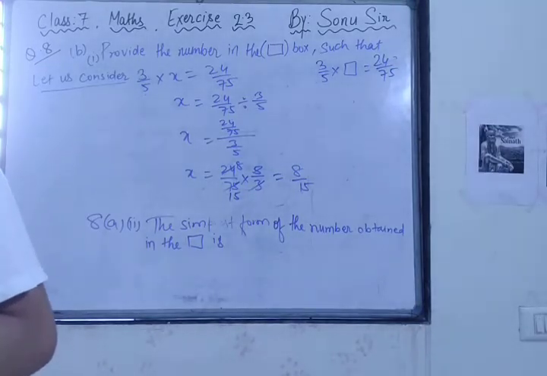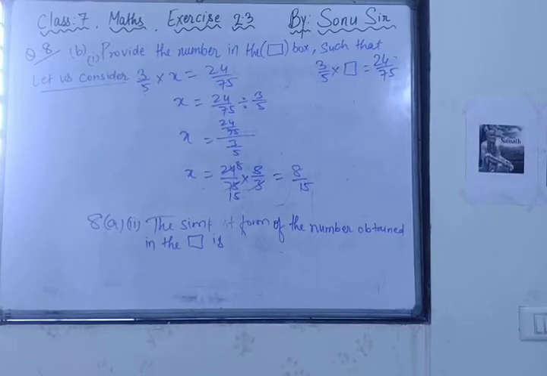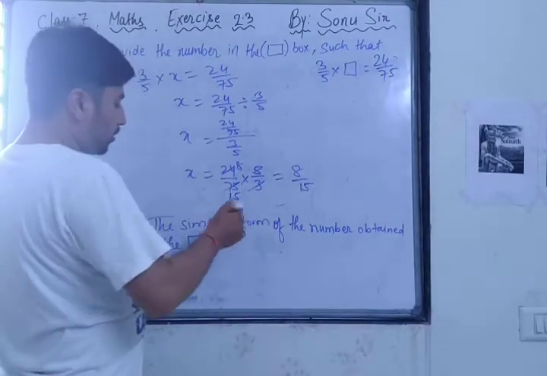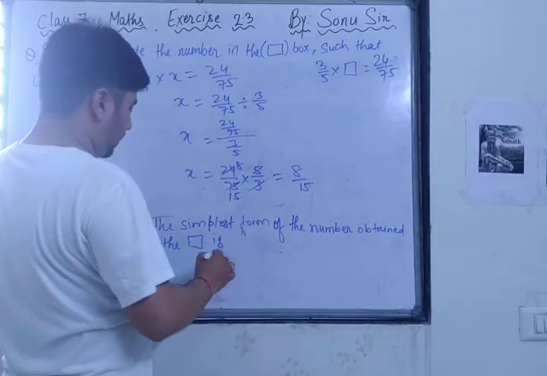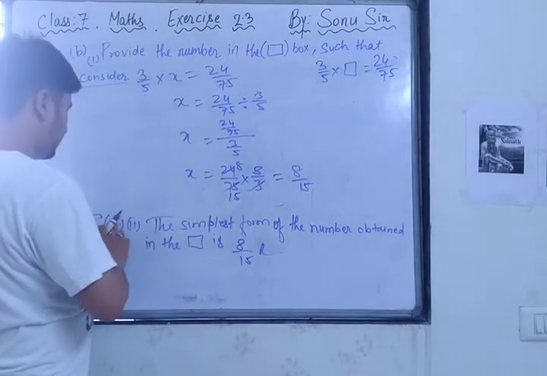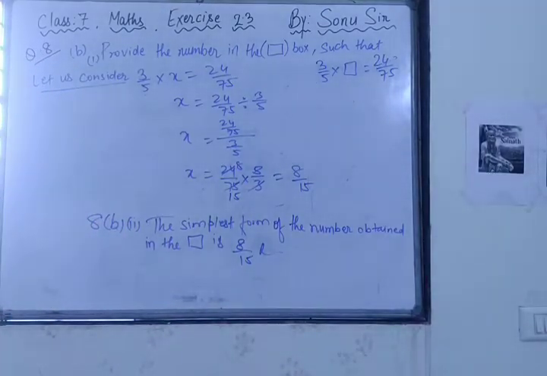So what will be the simplest form of the number? Same question is there. See, nothing changed, only the digits are changed. Is there any change in the simplest form? Because you can see the number can't be reduced to a lower form. So the simplest form of the number in the box is 8 by 15. You can take a screenshot or write this answer in your notes.